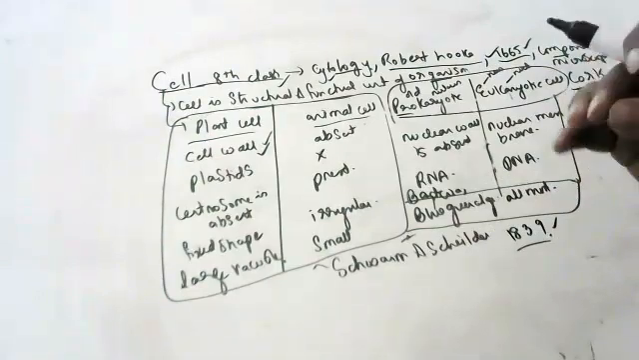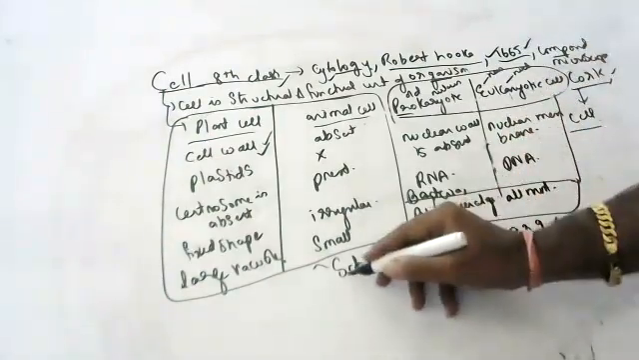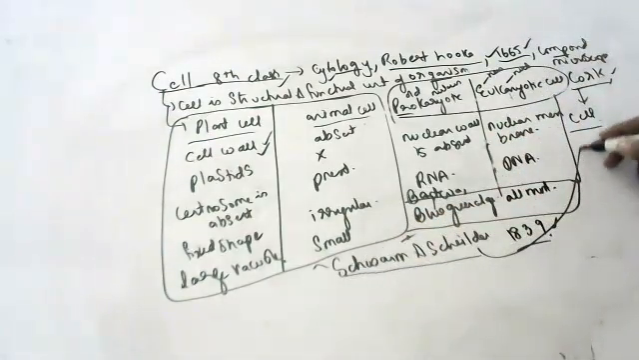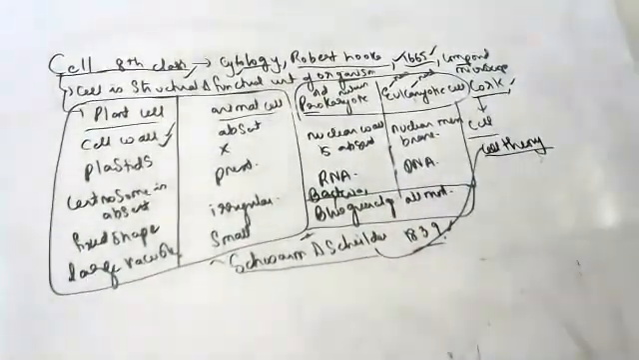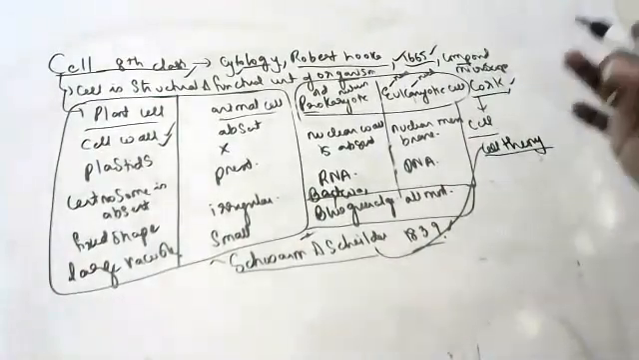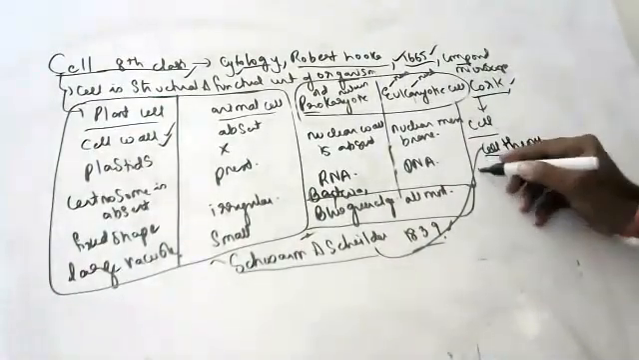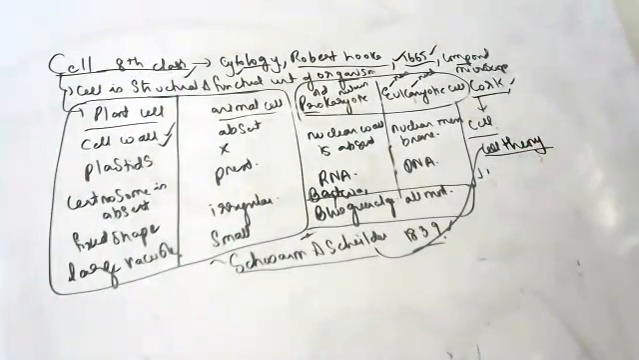Their findings, whatever they said, we will study as cell theory. What are the famous propositions of cell theory? Whatever Schleiden and Schwann studied, their propositions are told as cell theory. First one: cell is the fundamental unit of structure and function in all.